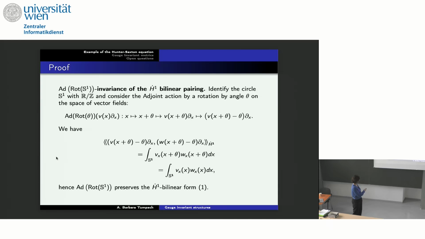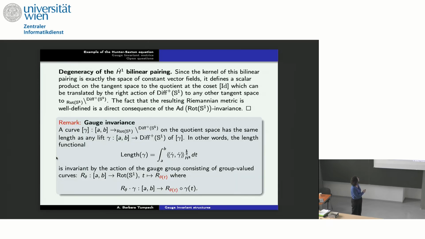Now, what makes it non-degenerate on the quotient is the fact that the degeneracy of this H1 dot bilinear pairing is exactly the space of constant vector fields, so exactly the tangent space to the orbit.